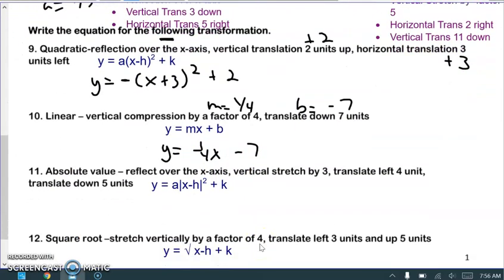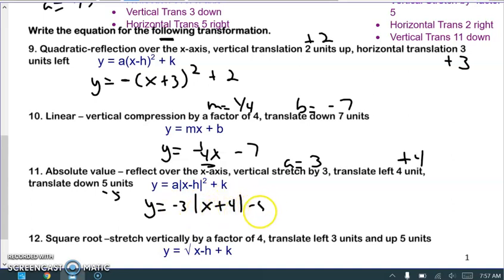So we have an absolute value. Here's the parent function. We have a reflection over the x. We have a vertical stretch by 3. So that would be my a equals. We have a translation 4 units left. So that's going to be the opposite, because left and right is always opposite. So it's going to be a +4, and we translate 5 down. So when I write it up, I'm going to write a -3x, and then I'm going to write +4, because of the opposite, -5.